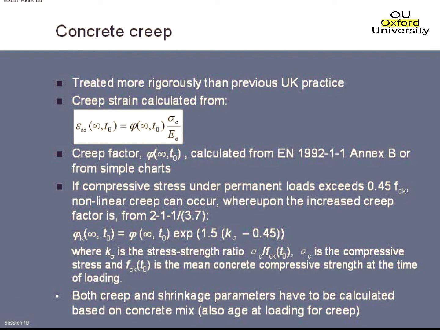So if our stress is 0.45 fck, then the term k sigma minus 0.45 becomes 0, and we end up back with the basic creep parameter. But as our stress rises, that exponential kicks in and the creep goes up considerably. It's not saying that you must not stress your concrete more than 0.45 fck, but if you go considerably above that, you will pay one hell of a penalty in terms of losses and also the unpredictability of deflections and behaviour. So it's probably a good idea to regard that as something not to go too far above.